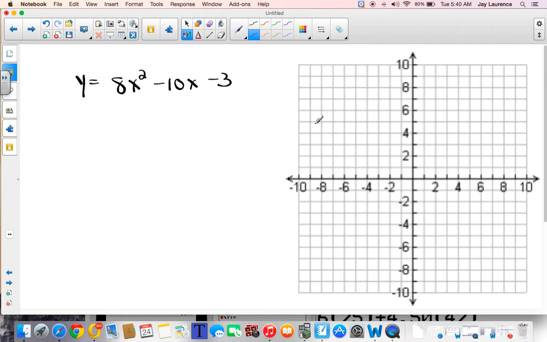Okay. I better put my origin, x-axis, and my y-axis in. And I'm going to start with A, B, C.